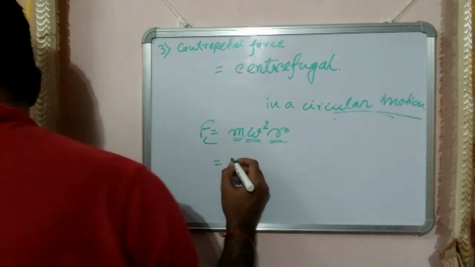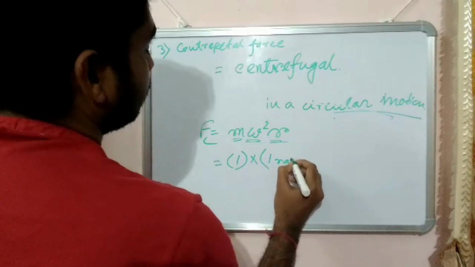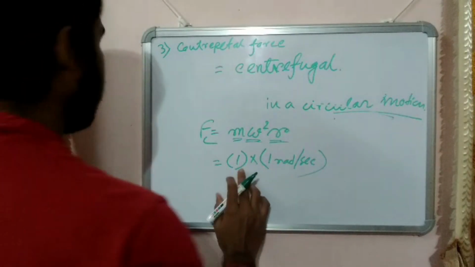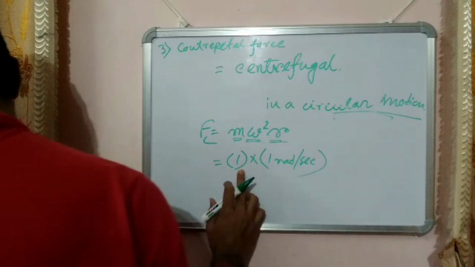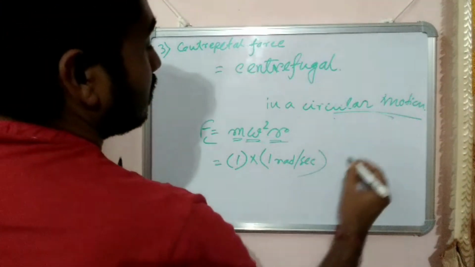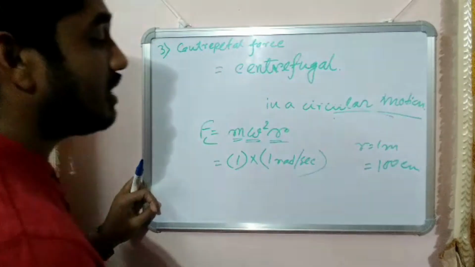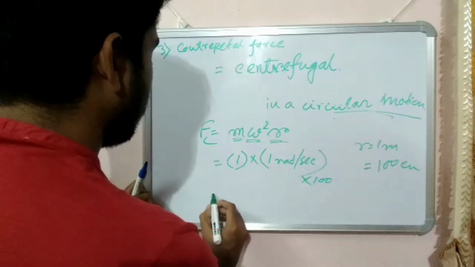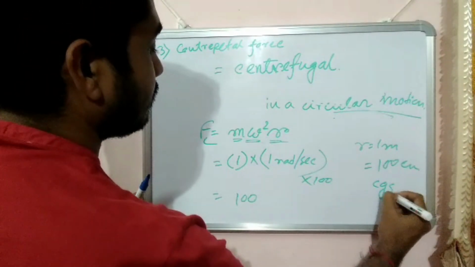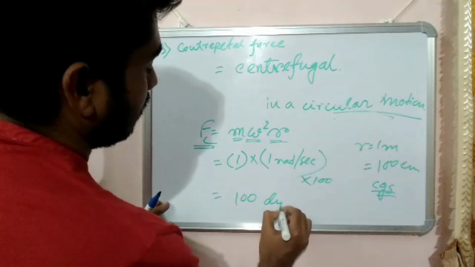So here m is given as 1 gram, and omega is 1 radian per second. Always transform it either in SI or in CGS. It stays as it is in gram, radian in radian, and r is 1 meter. It is 100 centimeter, so it will become 100. This is the CGS system. So 100 CGS, and in CGS the unit of force is dyne.